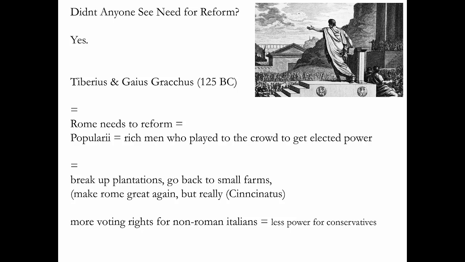So they're after the conquest of the Greek world. They're after the conquest of Carthage. And they're looking at this and they go, Rome needs to reform. The people are demanding reform. And what you get is populares. Rich men who played at a crowd, promised a crowd all kinds of stuff to get elected.